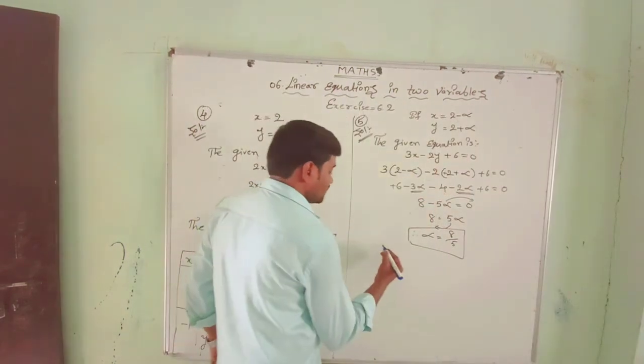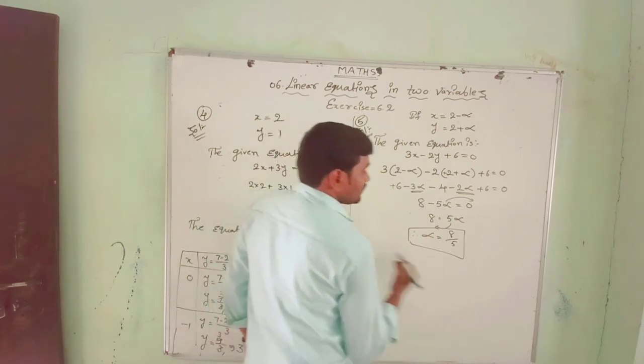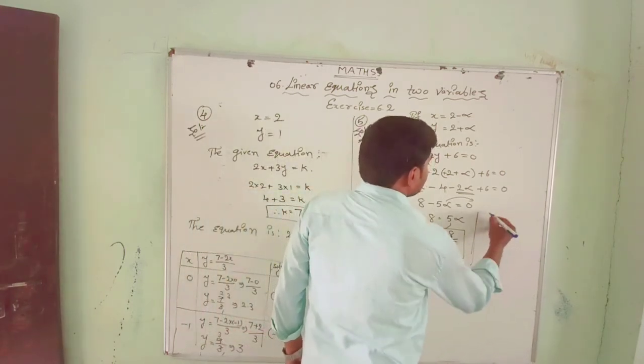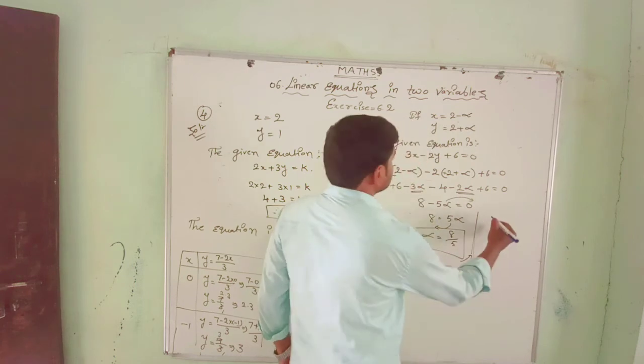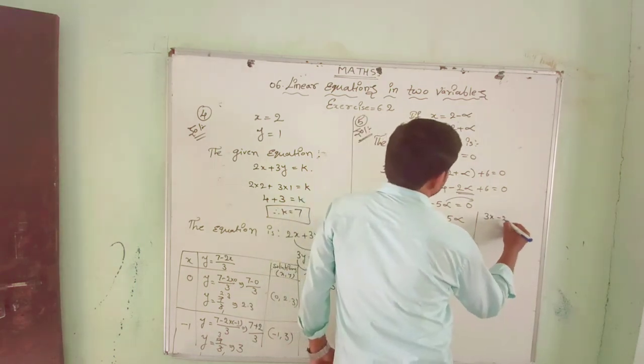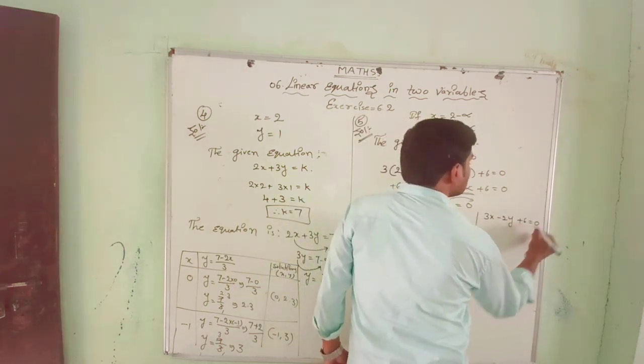Three more solutions for the equation. Listen, what is the equation actually first? We will write the equation here first. The equation is 3x minus 2y plus 6 equal to 0.